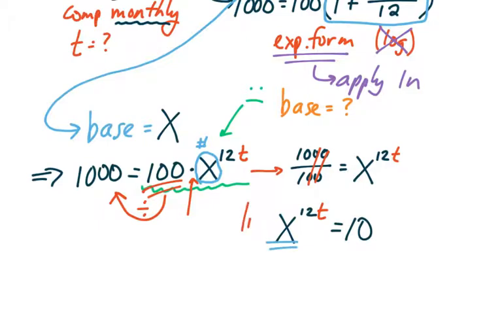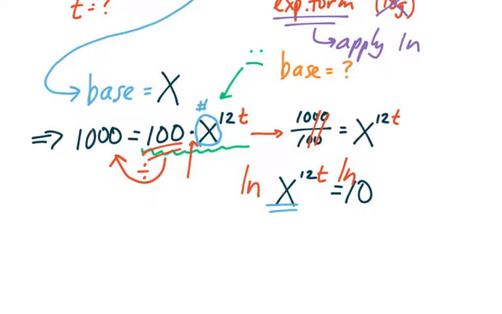So bring in the ln's. Here we go. We're going to take the natural log of both sides like we were doing in the homework. This becomes the natural log of that big number base to the 12t. And on the right-hand side, I also have the ln of 10.